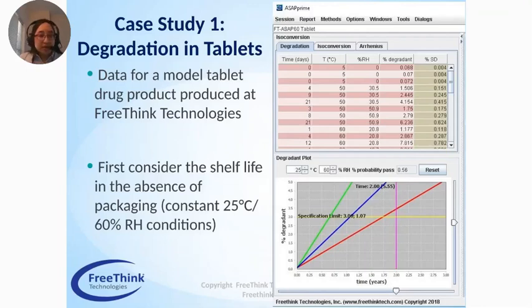One thing you might note is that the specification limit for this is 3%. This is a pretty well-known API, and this is a known degradant, so we can use a high specification limit for this. But in practice, it can also, of course, be used for much lower specification limits. We're often looking at the 0.5% or 0.2% spec limits for degradants.